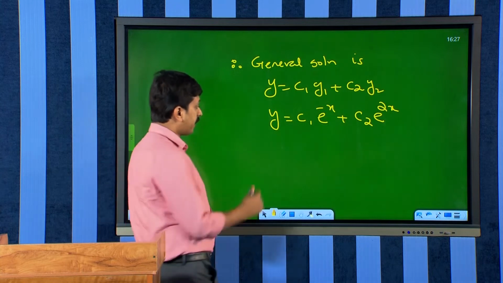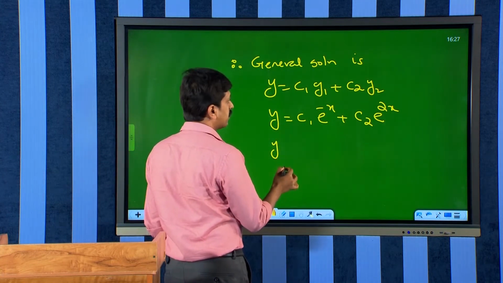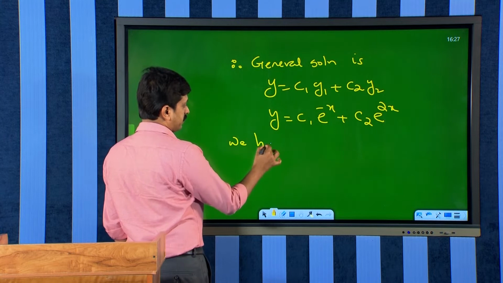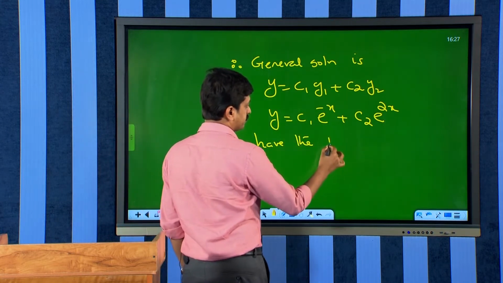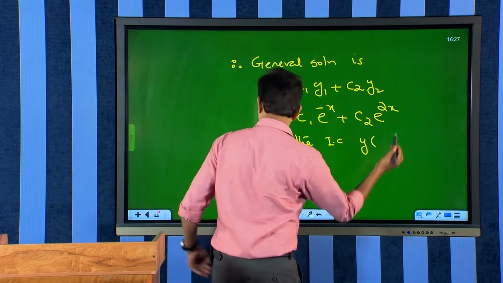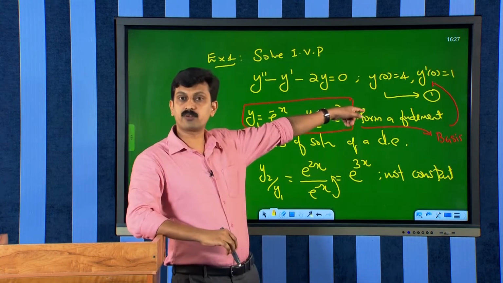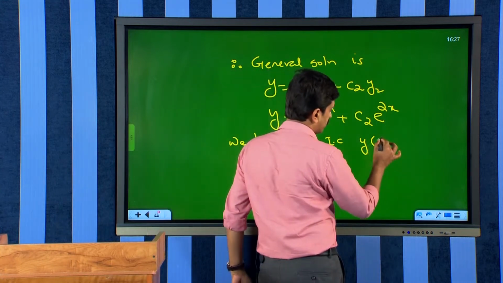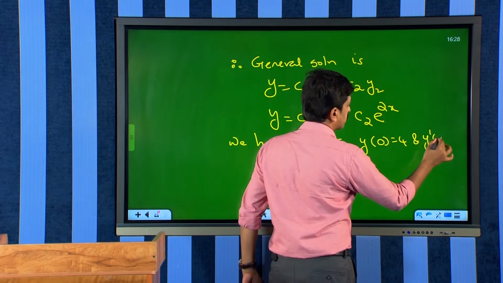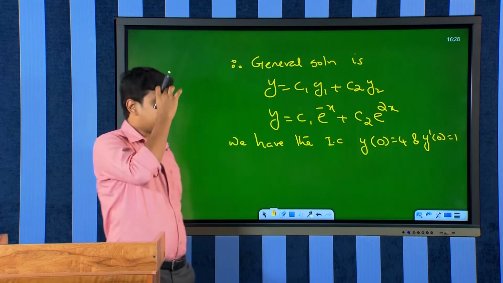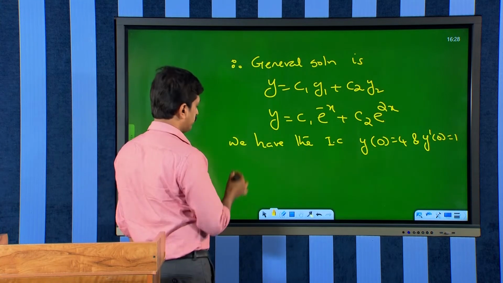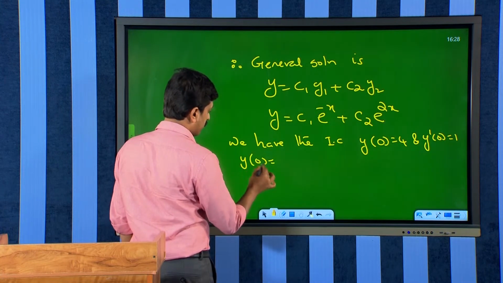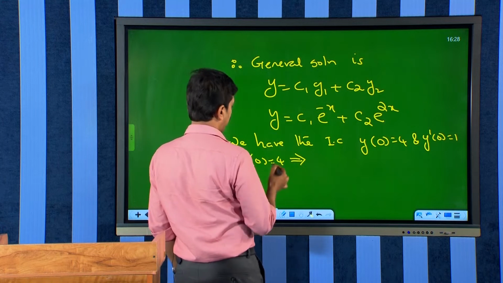To apply the initial conditions, given y of 0 equal to 4 and y dash of 0 equal to 1, we have to apply the initial conditions. Dear students, y of 0 equal to 4, so we apply y of 0 equal to 4.